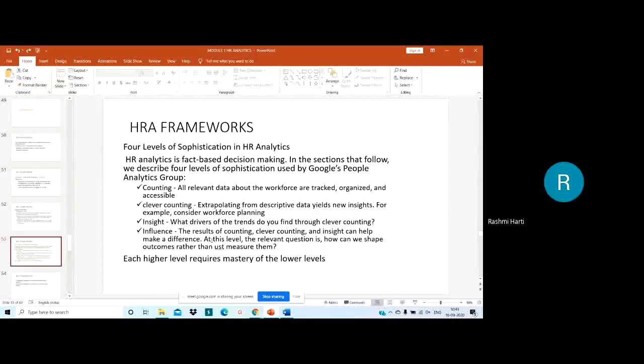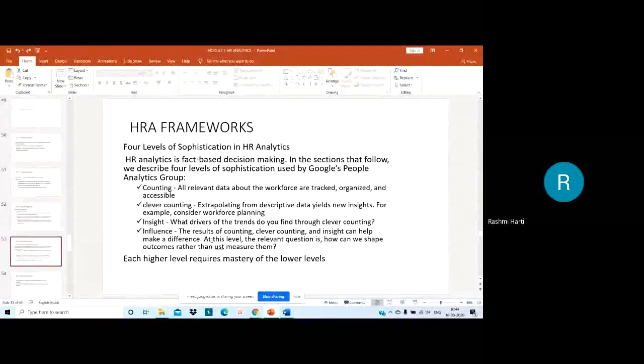Then insights: what drivers of the trends do you find through clever counting, right? So when you have clever counting, you understand the insights of the organization, as to what would be the capacity of the employees, what is the planned capacity, everything you have the insights, right?